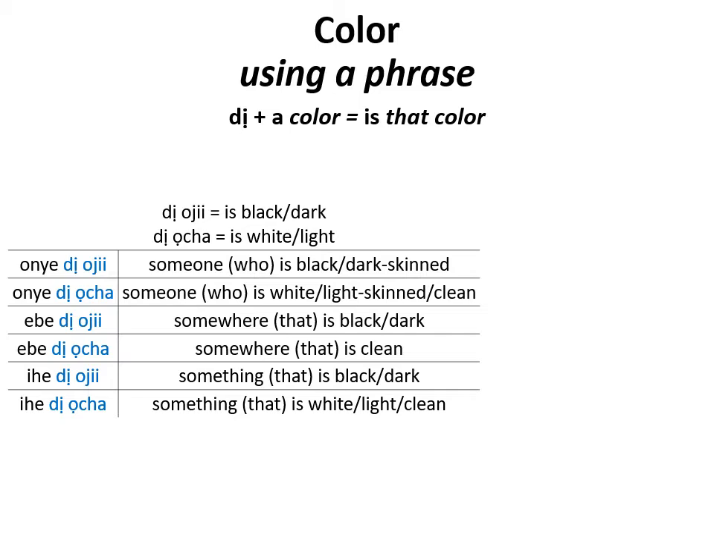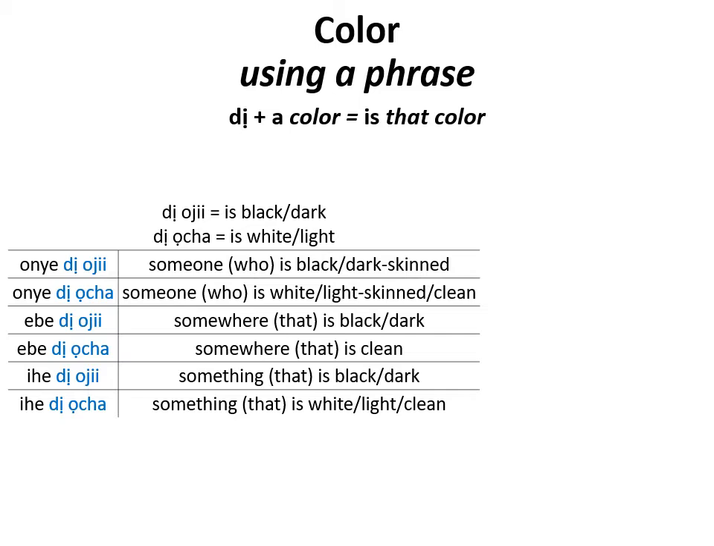Ebe de oji, somewhere that is dark or black. Ebe de ocha, somewhere that is clean. Usually ebe de ocha, I think it most generally means clean rather than white. But I mean, it could also mean white, but I think most generally you use it to say somewhere that is clean. Ihe de oji, something that is black or dark. Ihe de ocha, something that is white or light or clean.